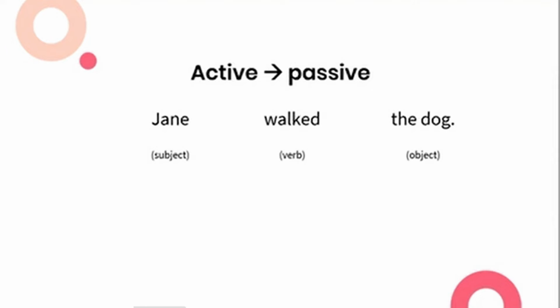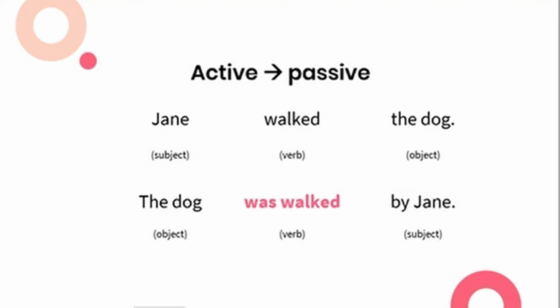Let's have a look at how the past simple tense verb changes in passive form. So, we know that to convert a sentence into passive voice, the order of the sentence changes to object, verb, subject. So, here's the passive sentence. The dog was walked by Jane. As you can see, the verb changes from walked to was walked.